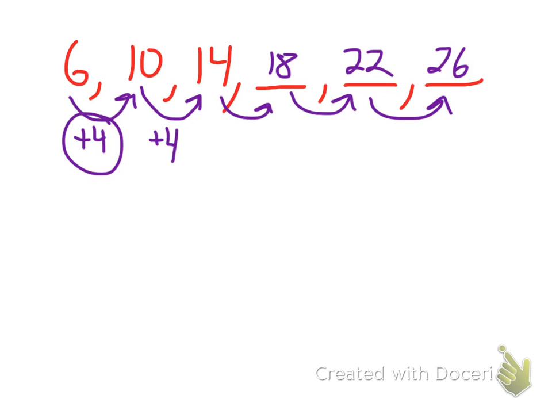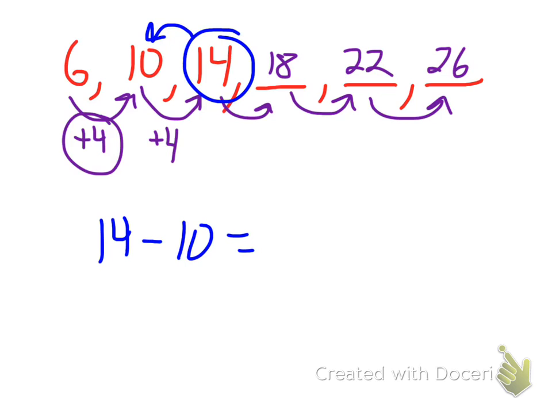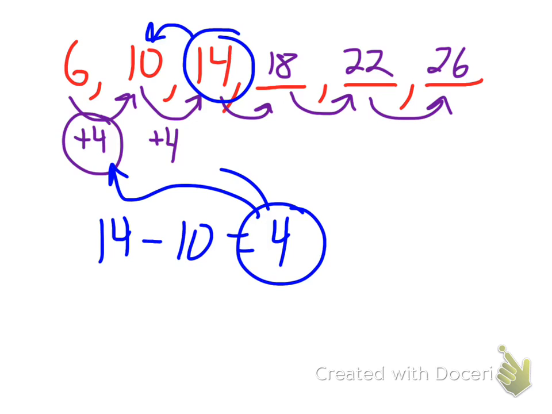And another way we can always figure out the common difference is by taking a term, doesn't matter which one, and subtracting the previous term. That's why it's called a difference, because we are using subtraction to figure it out. 14 minus 10 equals 4. And that was the common difference that was being added each time.